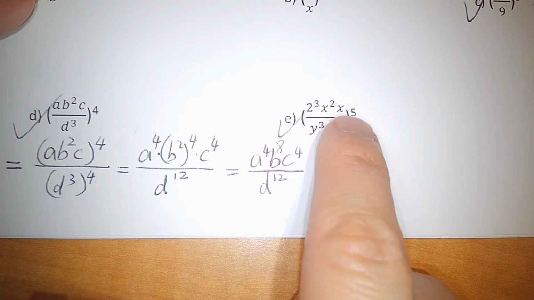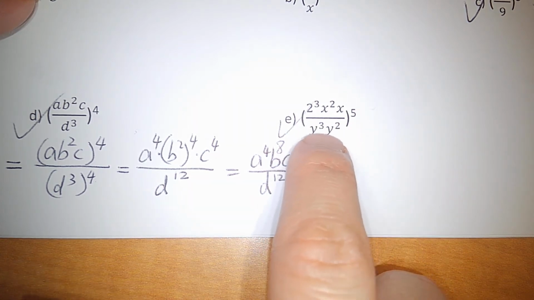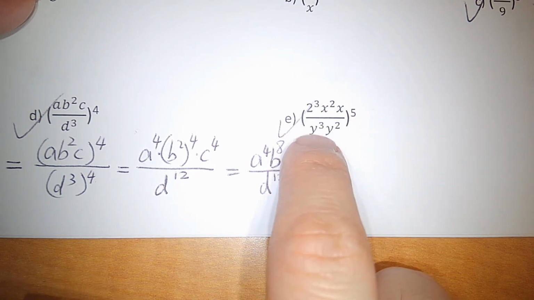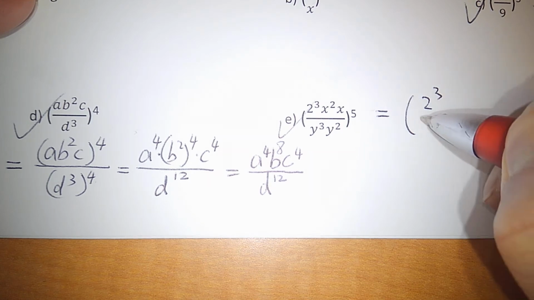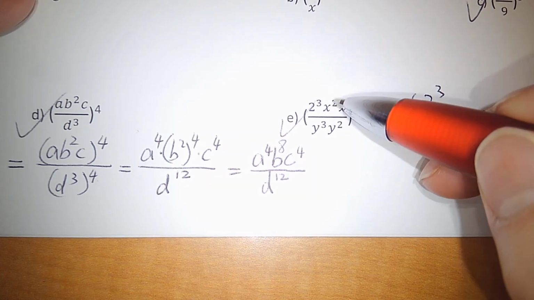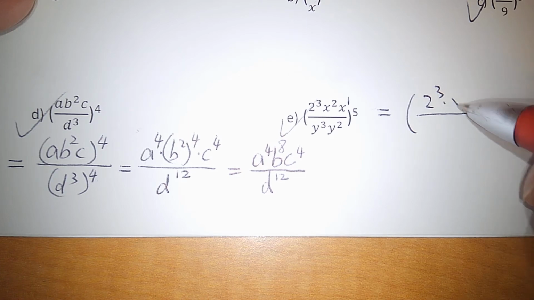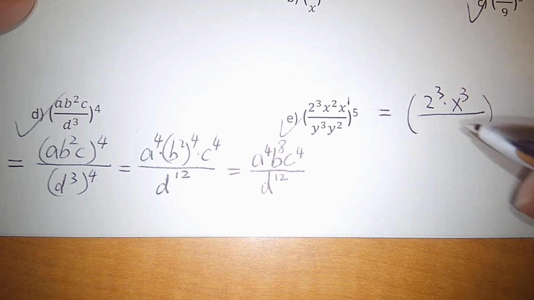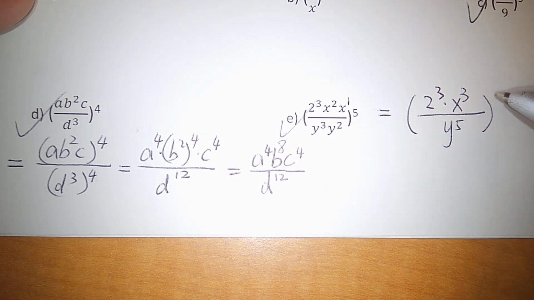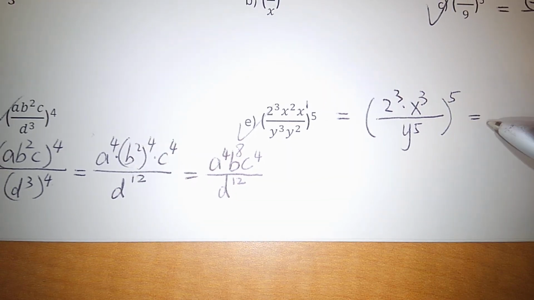Before we distribute the power 5, are we able to simplify a little bit? Yes, we do, right? So 2 to the cube. What is x squared times x? x to the what? Third. Yes, you're right. y cubed, y squared, y to the what? Fifth, and then to the what? 5. Can you keep on working the problem?